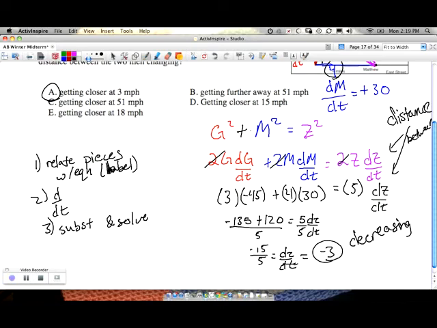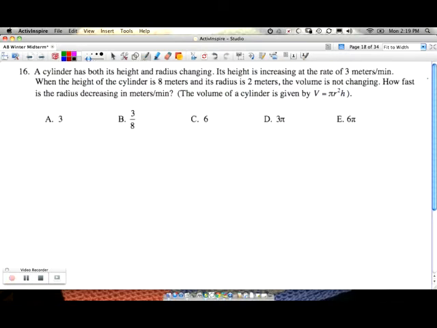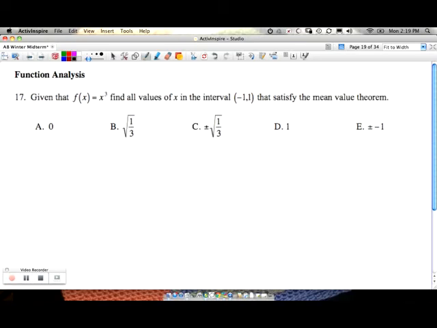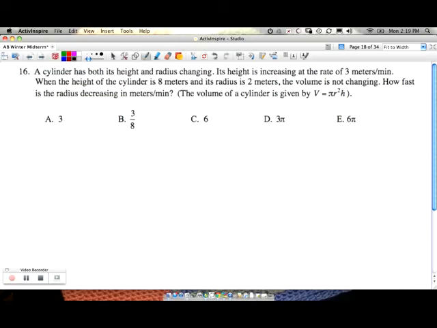Okay, let's look at the next one. I think this is the last one for this section. Just to double check. Yeah, that is the last one. It says a cylinder has both its height and radius changing. Okay. The height is increasing. It says height increasing 3. So that means that dh dt equals 3.